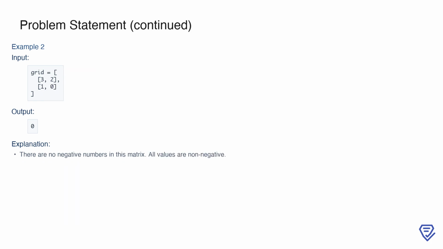Now consider a simpler example where the input is a 2x2 matrix. The grid contains the numbers 3 and 2 in the first row, and 1 and 0 in the second row. Here, all the values are non-negative, so there are no negative numbers to count. As a result, the output for this example is 0. This demonstrates that the solution must handle cases where there are no negative numbers present in the matrix.